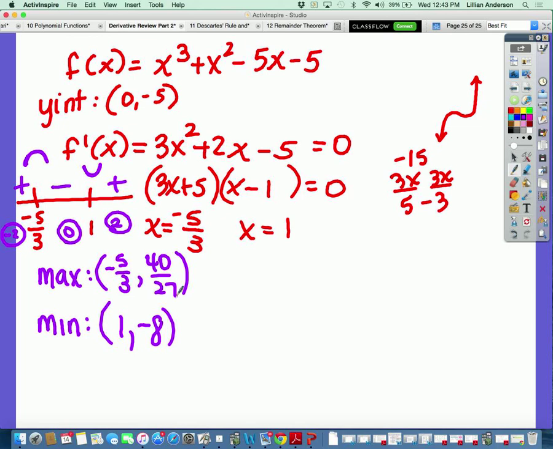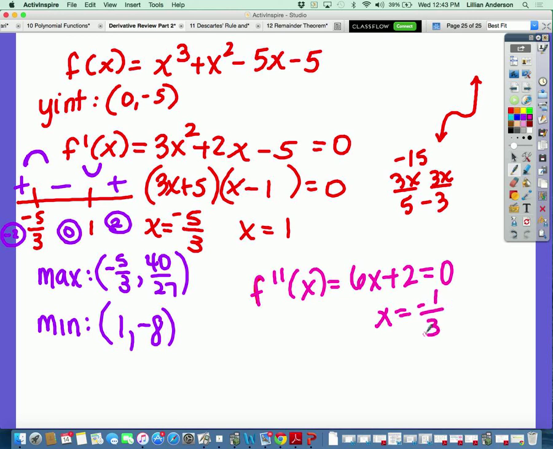Okay? Now, we also want to figure out our inflection point, because our inflection point is going to tell us when it goes from being concave up to concave down. So, to do that, we need our second derivative. Which is 6x plus 2. And then we set that equal to 0. We solve to get negative 1/3. We do another number line. We're going to use negative 1 and 0.